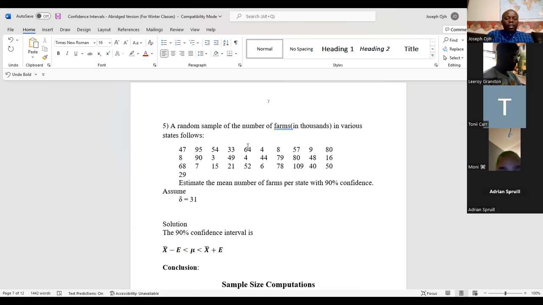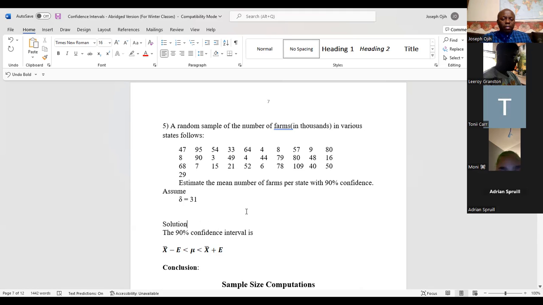To make it faster, Excel might help. Otherwise, you can use the same formula for calculating the mean that I taught you at the beginning of this class, but that will take you time. So Excel will make it easier. So I put this in Excel. I'm going to use Excel to get the mean.